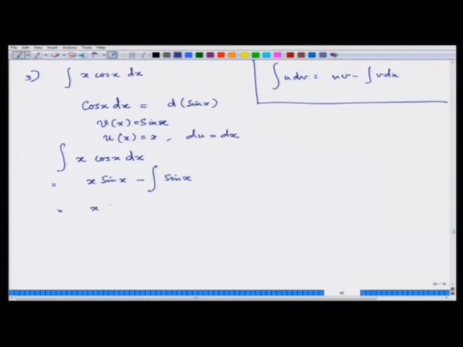So, it is x sin x minus, obviously integral of sin x is equal to minus cos x, because the derivative of minus cos x is sin x. So, it will become plus cos x plus c. Now, how does it help in some other integration? Let us see.